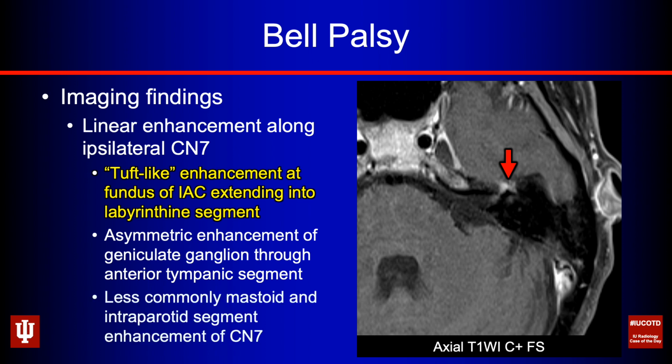Now, less commonly, but not impossible, we do see it. You'll see enhancement or asymmetric increased enhancement along the mastoid and intraparotid segments of the cranial nerve as well.